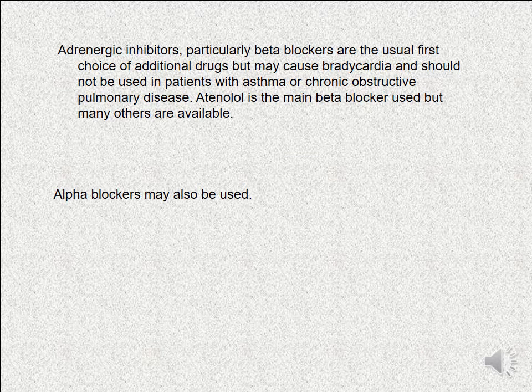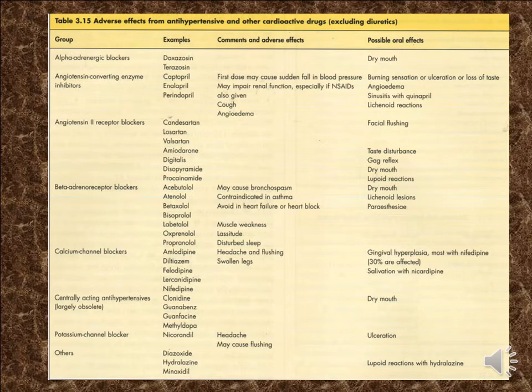Adrenergic inhibitors, particularly beta blockers, are the usual first choice of additional drug but may cause bradycardia and should not be used in patients with asthma or chronic obstructive pulmonary disease. Atenolol is the main beta blocker used, but many others are available. Alpha blockers may also be used in treatment of hypertension.